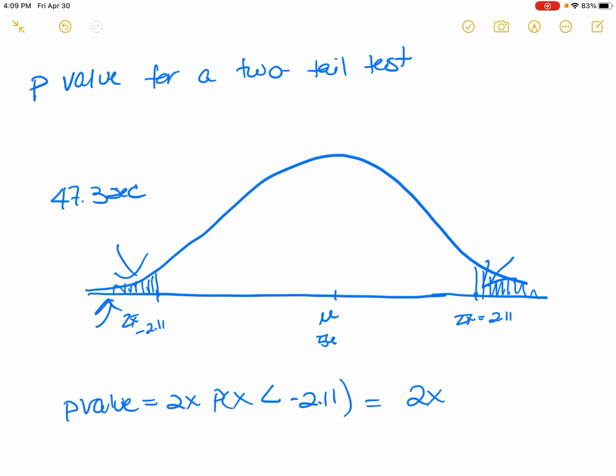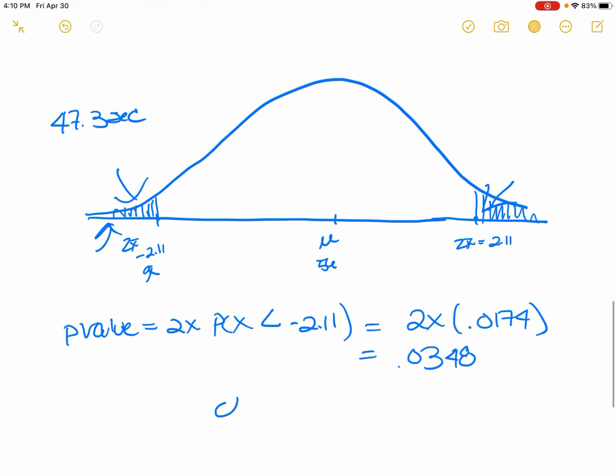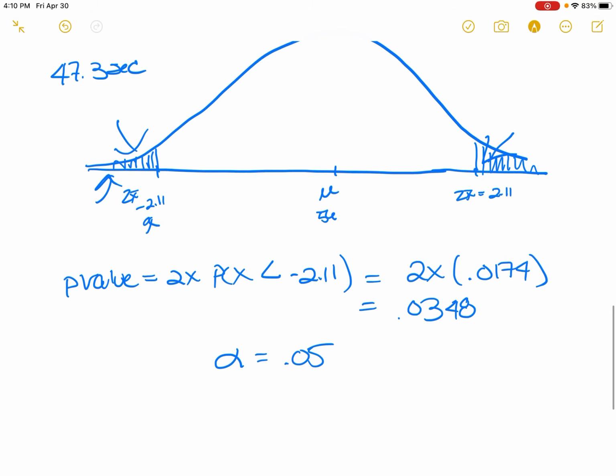the probability. We know, if we look up the negative 2.11, that is going to give us 0.0174. I'm just looking up this z-score in the table in the back of your book, and that is going to be equal to 0.0348. And we know that our alpha was equal to 0.05, right?